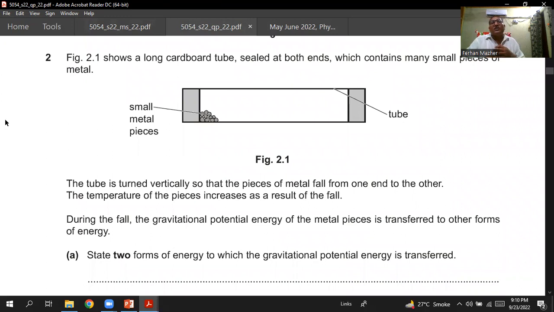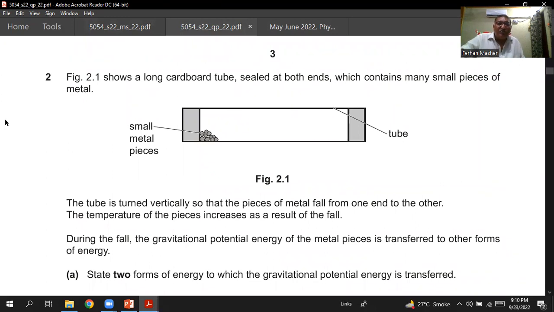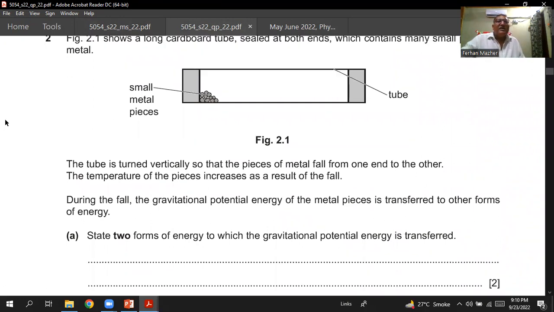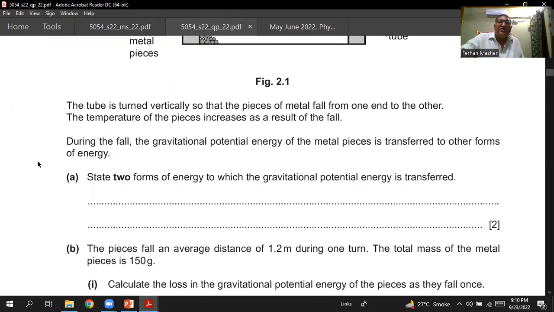Figure 2.1 shows a long cardboard tube sealed at both ends, which contains many small pieces of a metal. The tube is turned vertically so that the pieces of metal fall from one end to the other. The temperature of the pieces increases as a result of the fall. During the fall, the gravitational potential energy of the metal pieces is transferred to other forms of energy. State two forms of energy to which the gravitational potential energy is transferred.